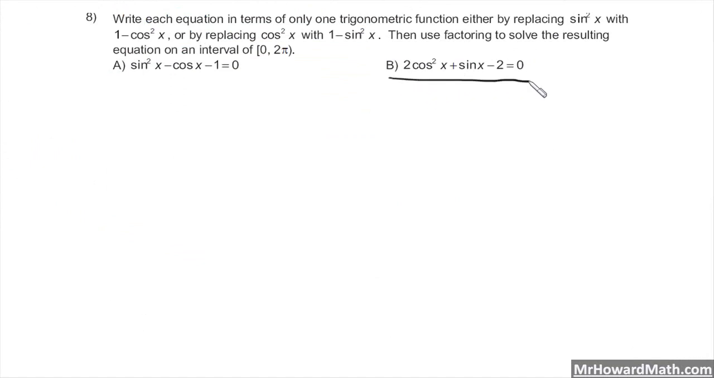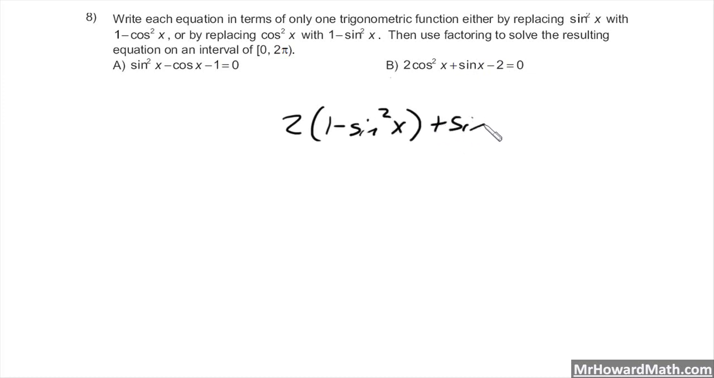So I'll do this one right here. I'm going to replace this cosine squared x with 1 minus sine squared x. I'm doing that because we already have a sine x in the problem, and that seems to make the most sense. So 2 times, instead of cosine squared x, I'm going to use 1 minus sine squared x, plus sine x minus 2 equals 0. So this piece right here became this piece right here. That's all I've done so far.